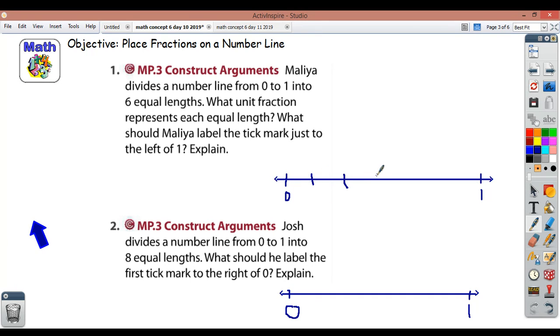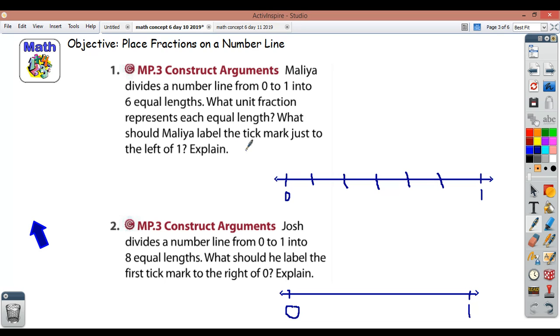2, 3, 4, 5. And don't forget, this is 1 also. This is number 6. So there's 1, 2, 3, 4, 5. Okay, we got 6 equal parts, 6 equal lengths.